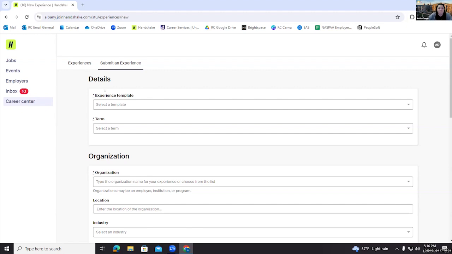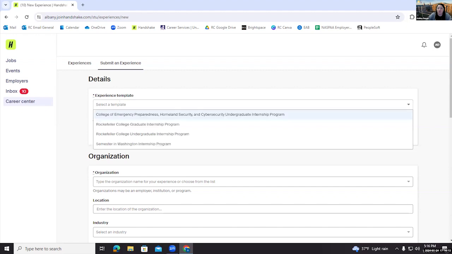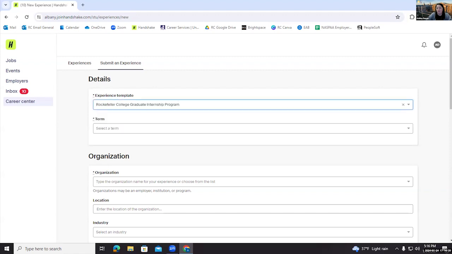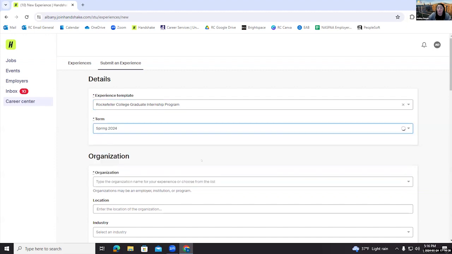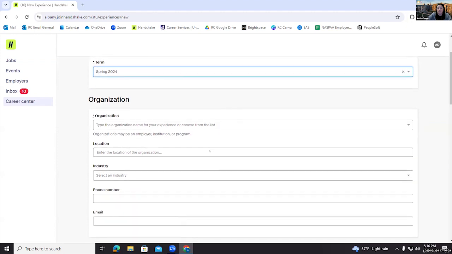So when you click on submit an experience, you're going to complete this 2-page form. Experience template. As a Rockefeller graduate student, you're going to notice there are 4 options. You are going to specifically select the Rockefeller College graduate internship option. That's the template that you're utilizing. The term will be whatever term it's applicable to, so let's say spring 2024, for example.